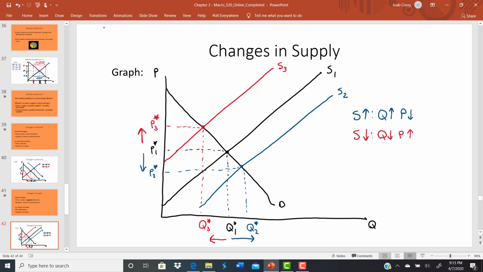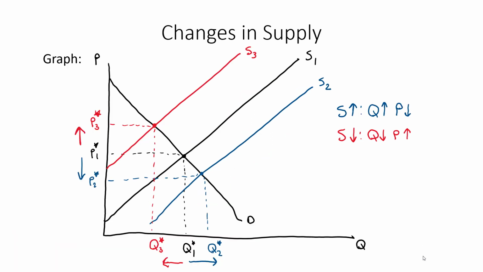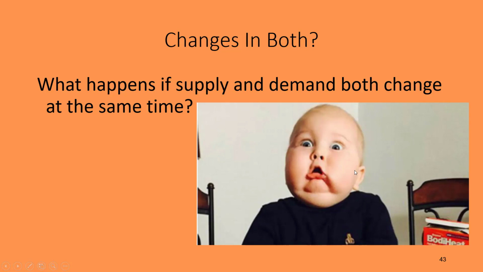Right? So remember, you are allowed a blank piece of scratch paper and something to write with for your exams. If it helps you to draw out the graph and shift these curves in order to figure out what happens to price and quantity, then please feel free to do so. So that's what happens when supply changes. So we've talked about what happens when demand shifts, what happens when supply shifts. That's kind of the easy part. Let's get a little bit crazy. Let's get a little bit nuts. Let's talk about what happens if both change at the same time.